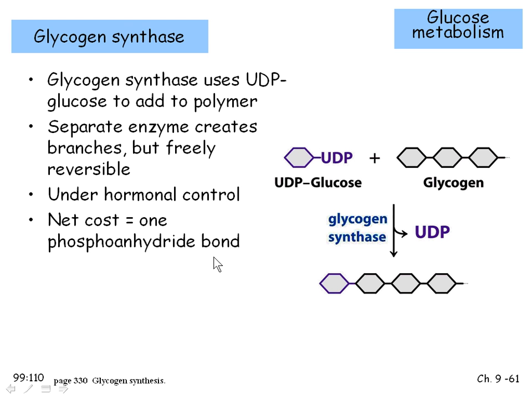Something else you might guess is that this is not something that happens all the time. It's very much under hormonal control. And what hormonal control does is it allows the liver especially to be taking into account the metabolic status of the whole organism to sort of add up the deficits and the extras and so forth so that it knows whether this is a good time to be saving or a good time to be spending. And it cost us just one phosphoanhydride bond to get it on.